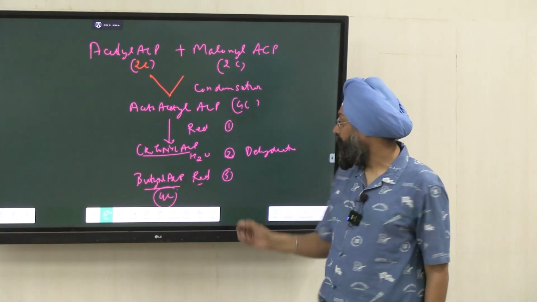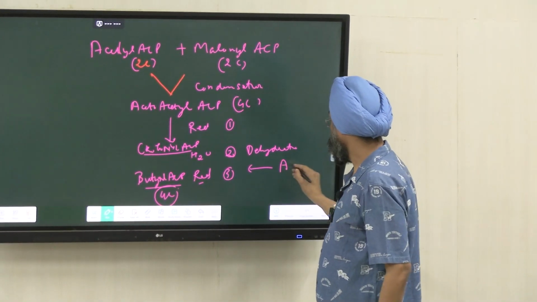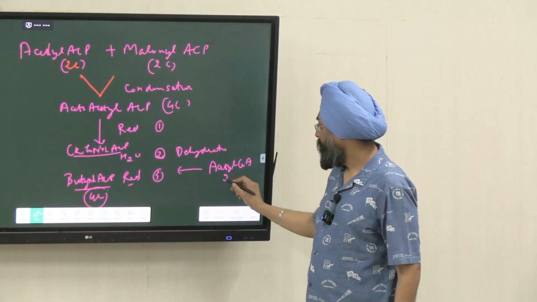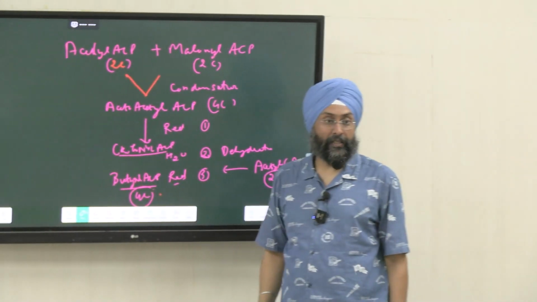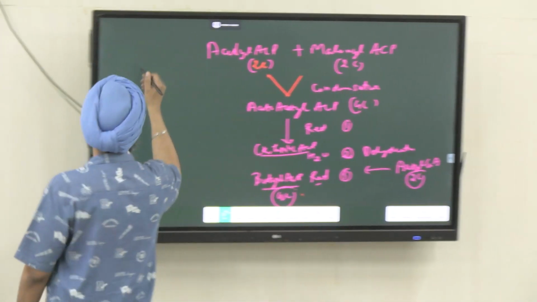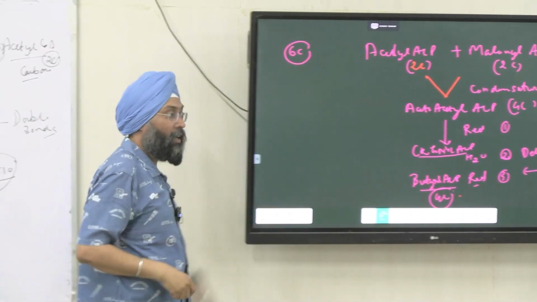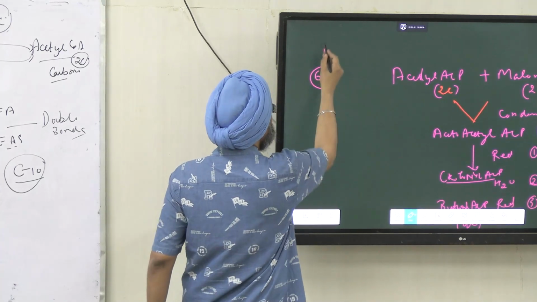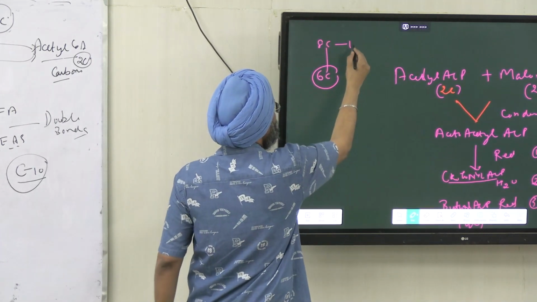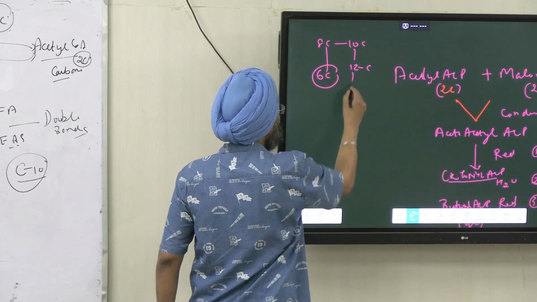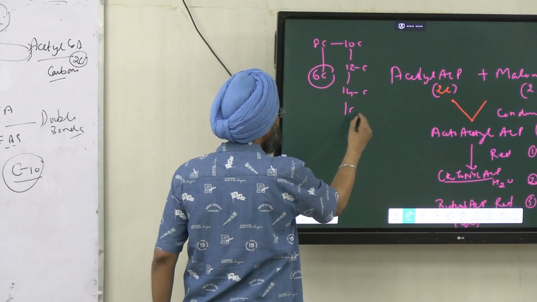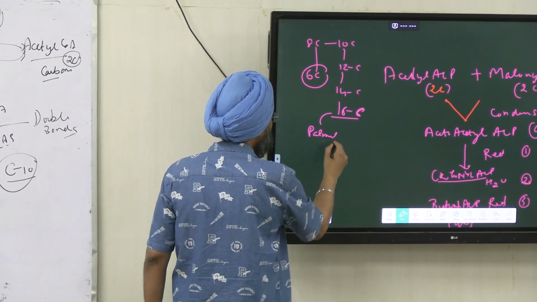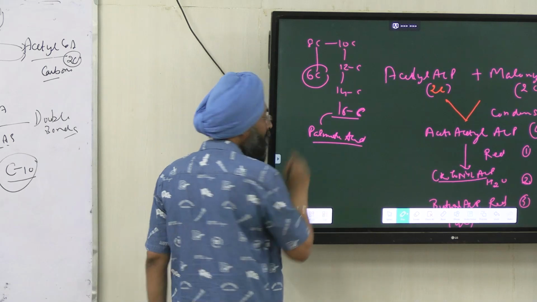Then again the steps are repeated by adding one molecule of acetyl CoA, right? Acetyl CoA contains 2 carbons. So we have 4 carbon fatty acid, 4 plus 2 is equal to 6 carbon, right? Again repeating the whole process, we will get 8 carbon, then 10 carbon, 12 carbon, 14 carbon, and finally 16 carbon. That is our palmitic acid. Clear?